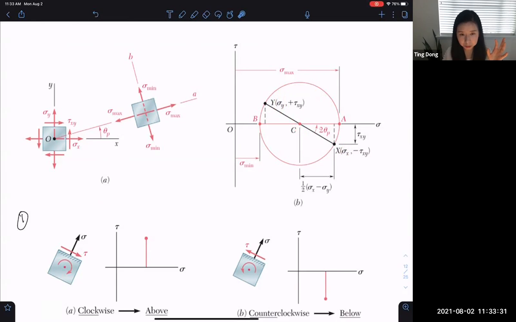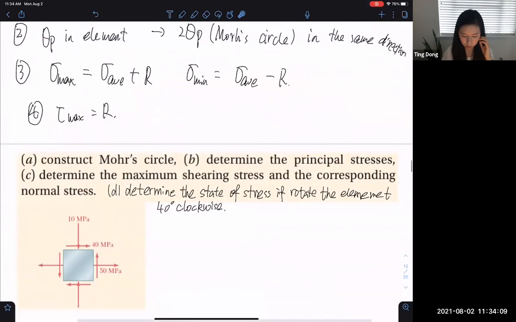And then from this circle, we can easily see where the maximum normal stress is located, where the minimum normal stress is located, and the maximum shear stress, which in terms of magnitude is equal to the radius. The maximum is the sigma coordinate of the center of the circle plus the radius. And the minimum is the sigma coordinate of the center of the circle minus the radius, right? And the shear stress is this length. This is the radius.